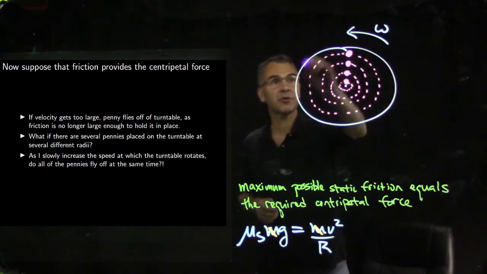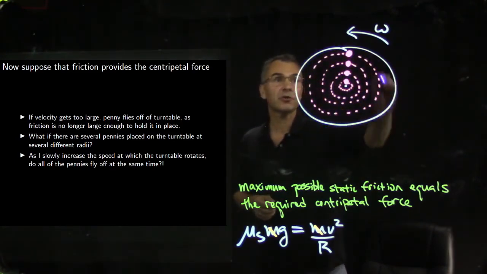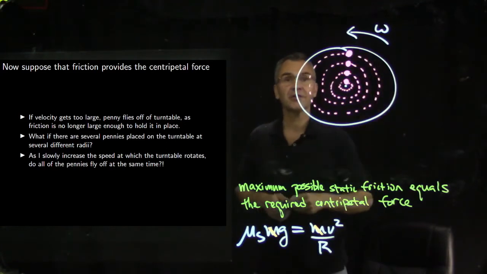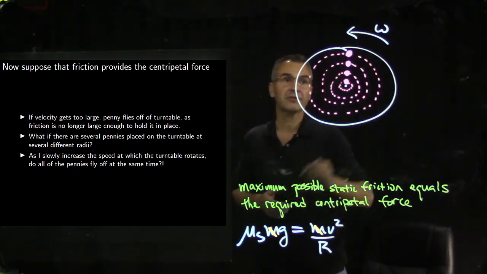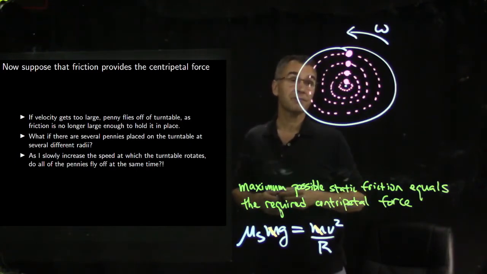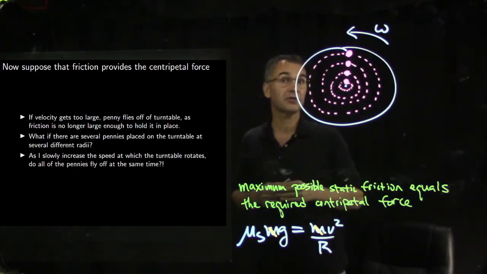Now here's a demonstration where I'm going to put several coins onto a turntable, and the turntable is going to go around and around, and they're all identical coins, and they're all on the same type of surface. And the question is, as I spin the table faster and faster, will all the pennies fall off at the same time? Or will the inner pennies slide off first? Or will the outer pennies slide off first? Or is it impossible to predict?